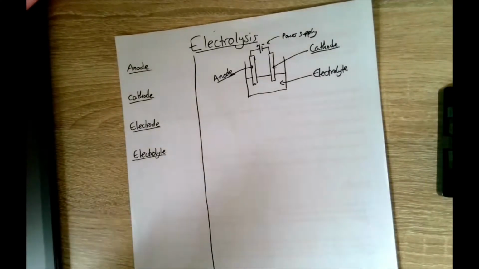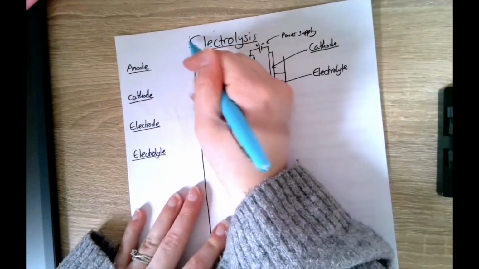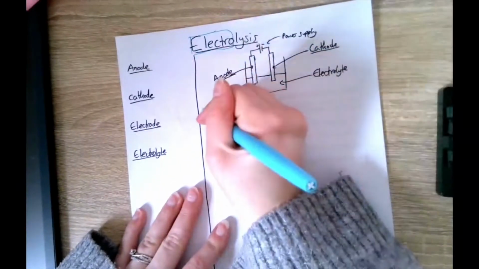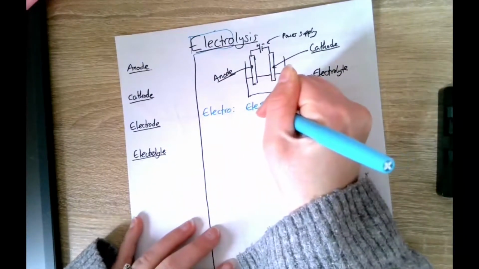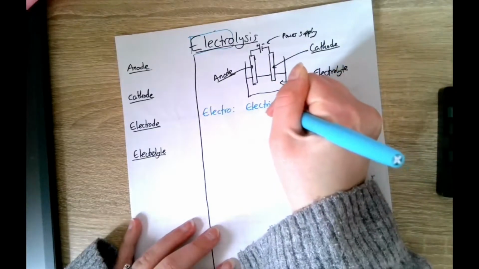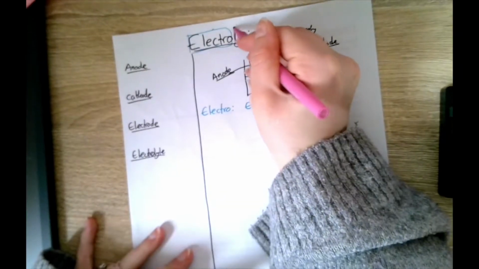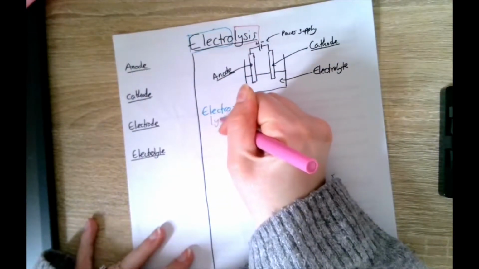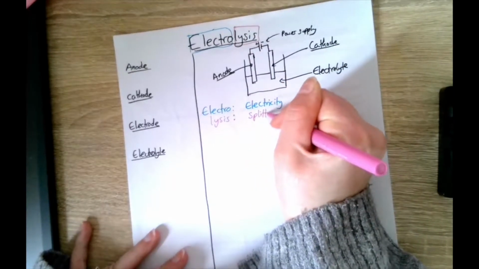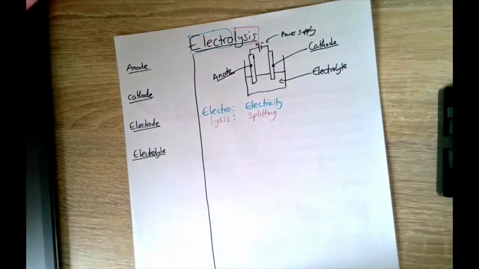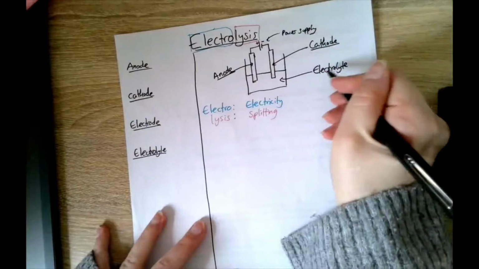So we can then think about actually how we could break up this word. So we've got an electro part, and this indicates electricity is involved. And then we have this lysis part, and this is telling us that something is splitting up. So with our electrolysis, we are talking about the splitting up of our electrolyte using electricity.